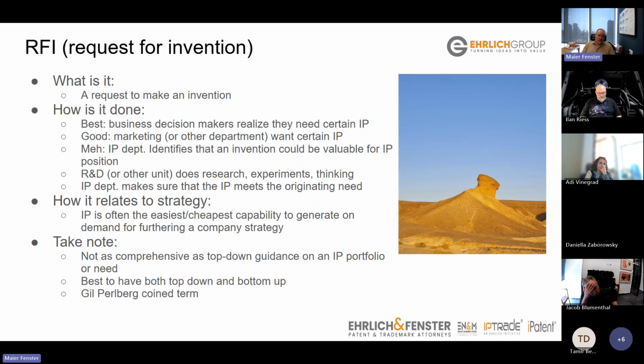Well, we said before that patents have value. Patents are cheap. And most important here, we're talking about patents that come from an analysis of need of a company or what the company could use to be more valuable. Now, even if your business decision makers told you they need certain IP, it would be even better if they gave you top-down guidance on what they need.